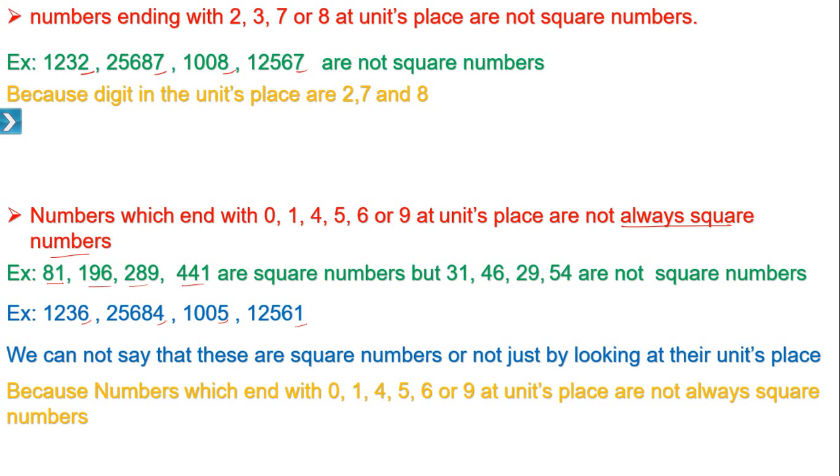So there is a method to find whether these numbers are square numbers or not. Just by looking at their units place, we cannot say they are square numbers or not if they end with 0, 1, 4, 5, 6 or 9.